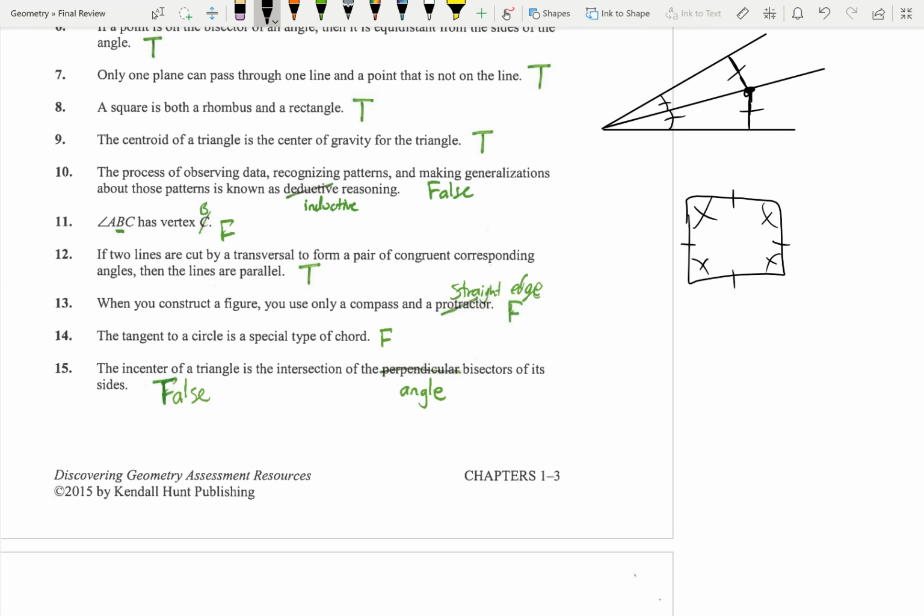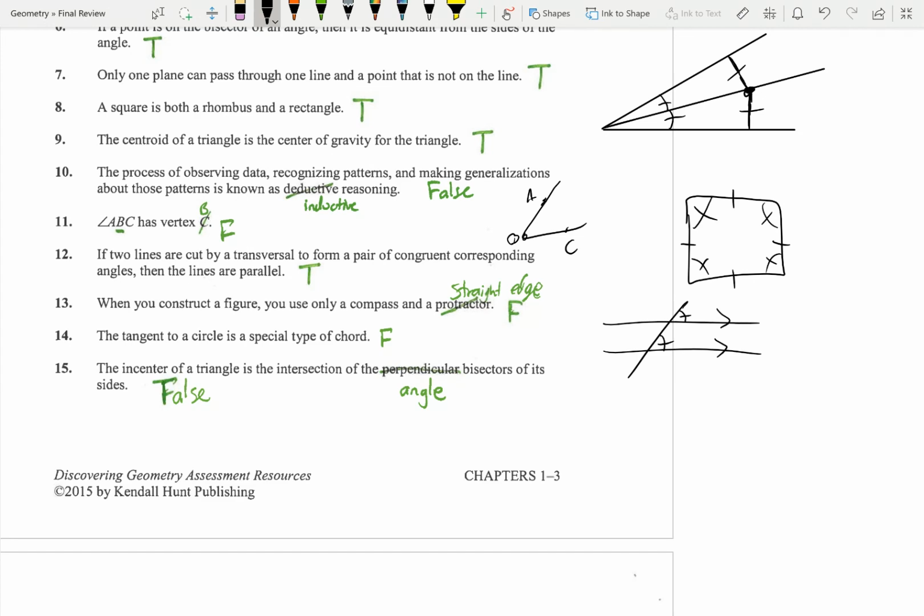Angle ABC has vertex C. That should say B, not C, so the vertex is the middle point, right? So in this case, you would have A, B, and C, right? So B would be the vertex. And two lines are cut by a transversal to form a pair of congruent corresponding angles. Then the lines are parallel, right? So two lines cut by a transversal. If they form a pair of congruent corresponding angles like this, then yes, the lines have to be parallel. That's a conjecture from chapter 2 called the converse of the parallel lines conjecture.